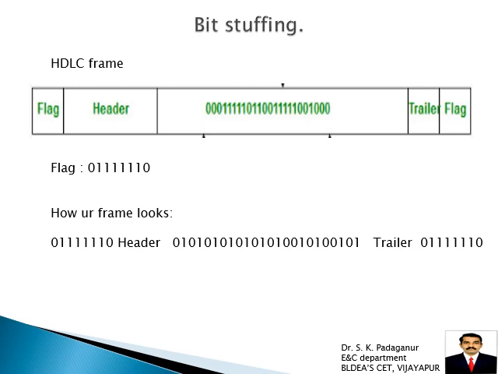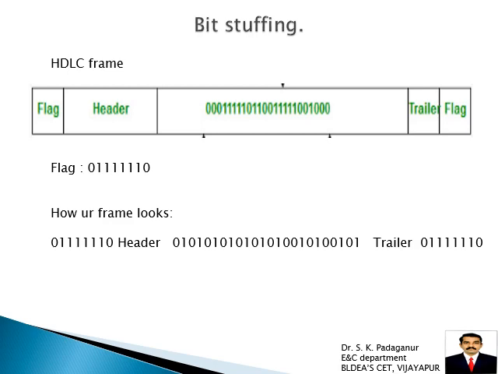Now let's see what is flag. The flag is an 8-bit field. The sequence for these 8 bits is like this: 0 1 1 1 1 1 1 0. It is set by the IEEE standard. So 0 1 1 1 1 1 1 0, and here also at the end, 0 1 1 1 1 1 1 0. Now after adding the flag, how will the frame look?